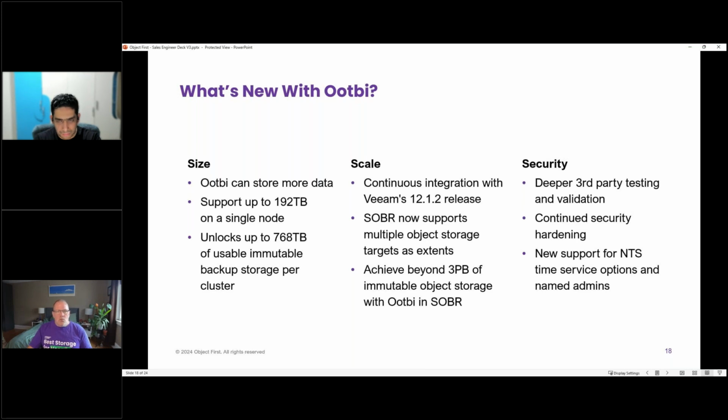Security-wise, we are doing deeper third-party testing and validation. We haven't changed anything on the API. There's no proprietary stuff there. We get a third-party testing company in. They're testing us, and this will be available. Continued security hardening, we're already watching that. And there's also new support for NTP time service options and named admin. So that's something as well.